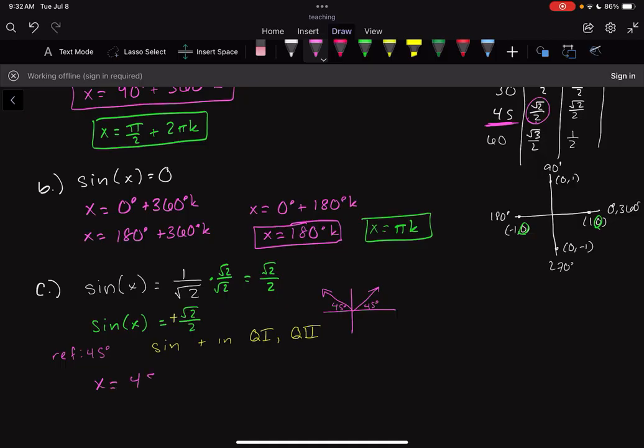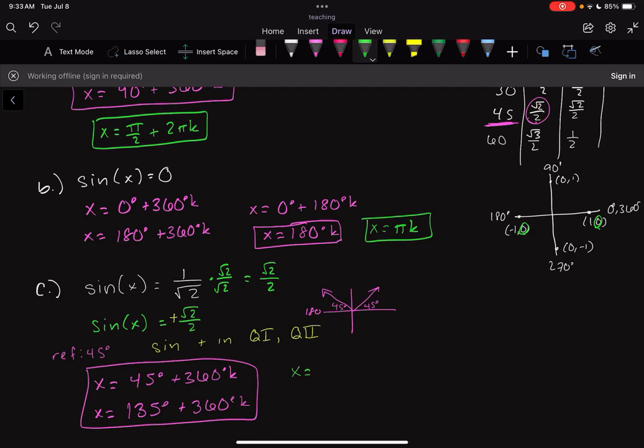In quadrant 1, it'll just be 45, and then I add 360k. Quadrant 2, I would do 180 minus 45, which would get me to 135. In radians, this would be pi over 4 plus 2 pi k, and then this one would be 3 pi over 4 plus 2 pi k.